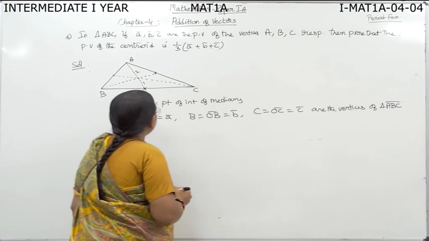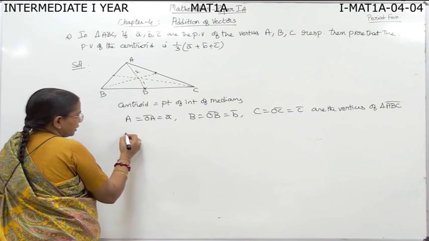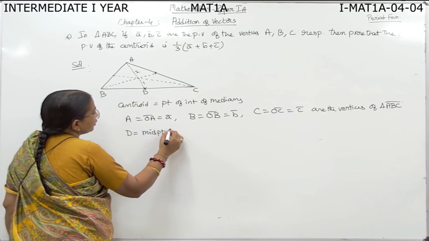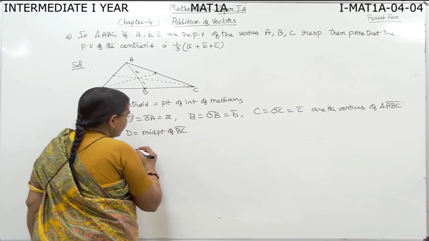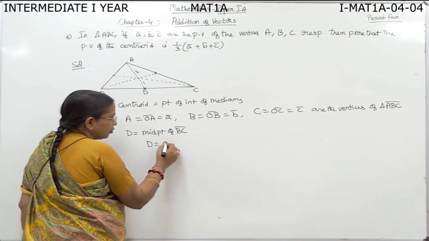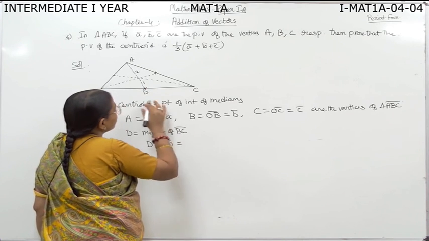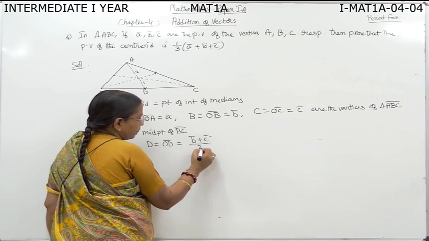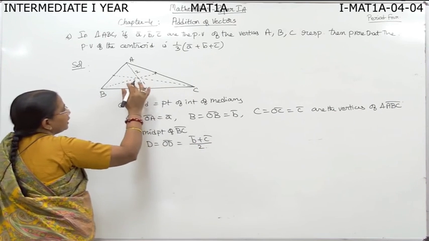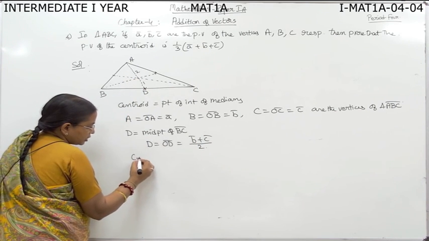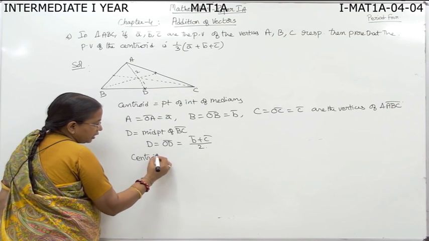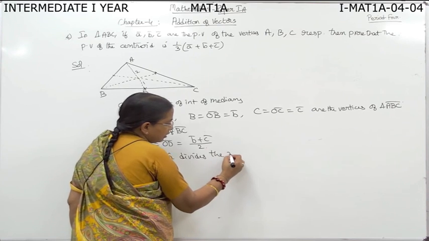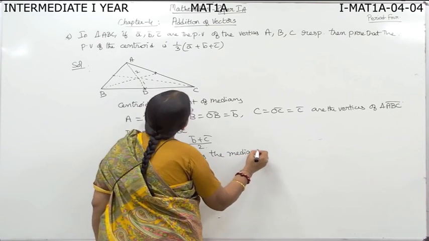So now what is the midpoint? Suppose that D is the midpoint of BC. So OD is given by the midpoint formula, B plus C by 2. This is the midpoint. Now suppose that the centroid is G. So the centroid G divides the median AD.